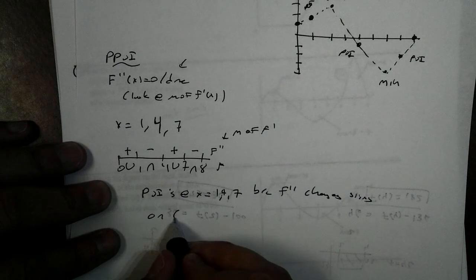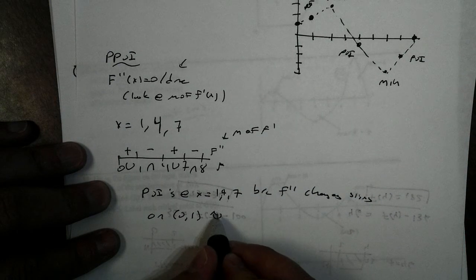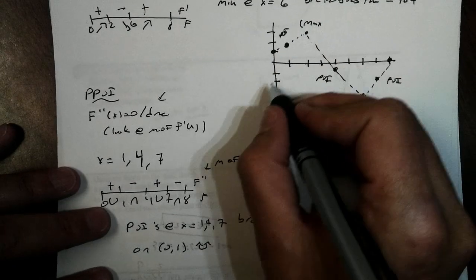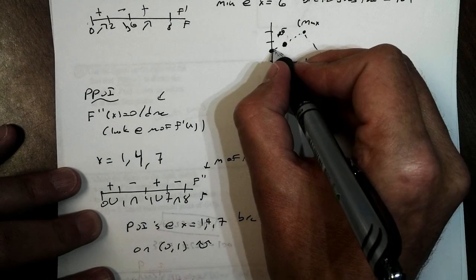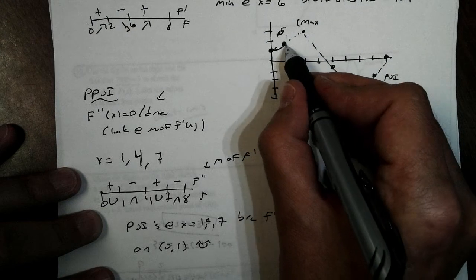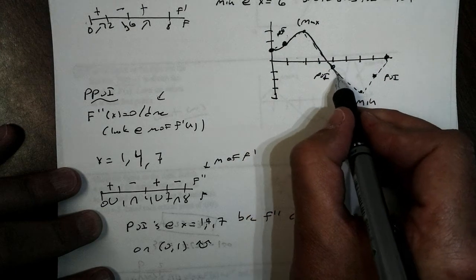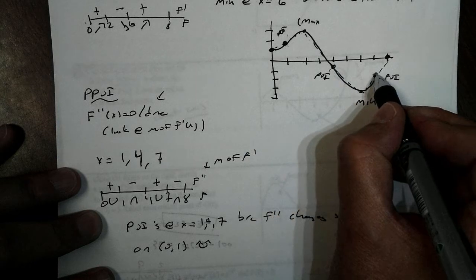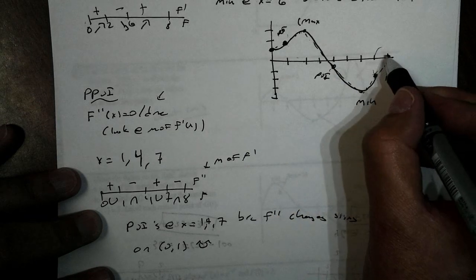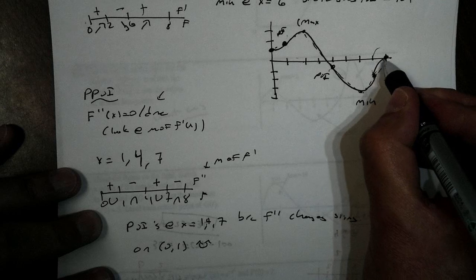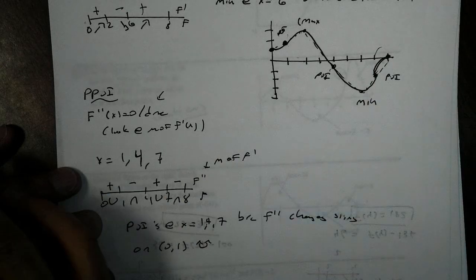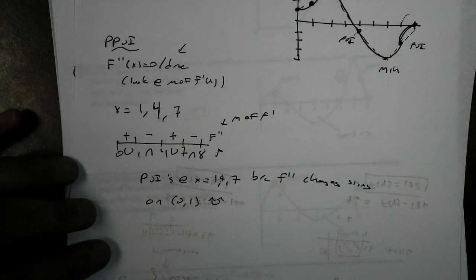On 0 to 1, we are concave up, and everything else it switches. Concave up, concave down. Be careful, don't make another maximum. We talked about that. I'm going to make this concave down, but I'm not going to loop over, because otherwise I'd be creating another maximum, which isn't listed. And there's our graph.